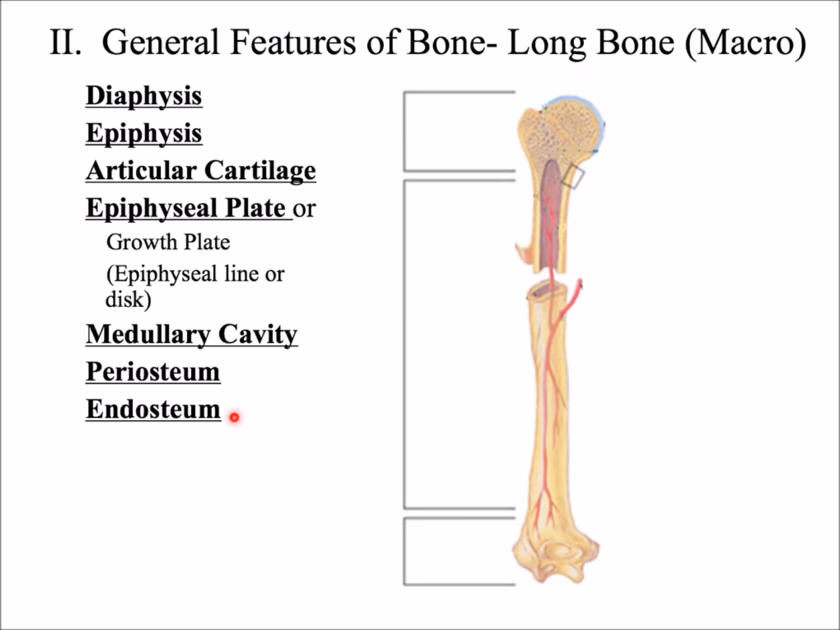And then the last structure is called the endosteum. End means inside. Oste means bone. So the endosteum is the inner membrane, right? It's the inner membrane that lines the medullary cavity. So again, all these structures are what we call macrostructures, structures you can see without the aid of a microscope.